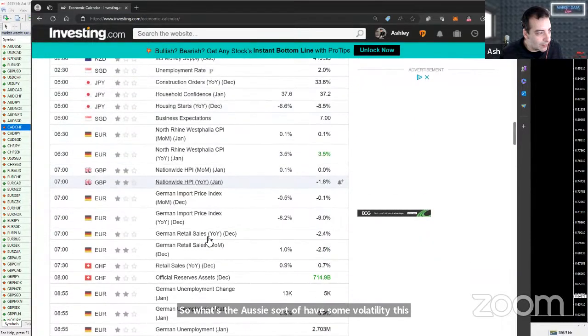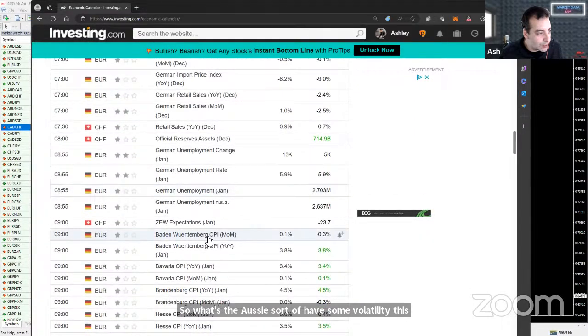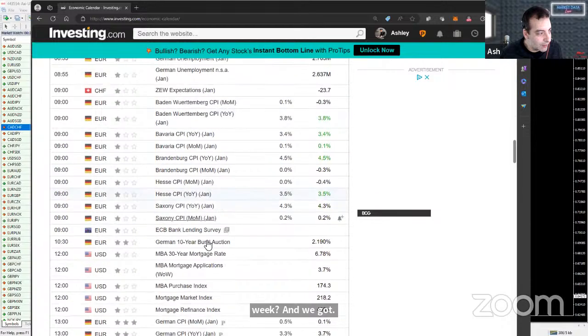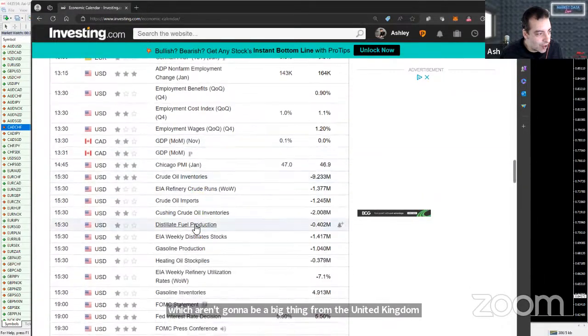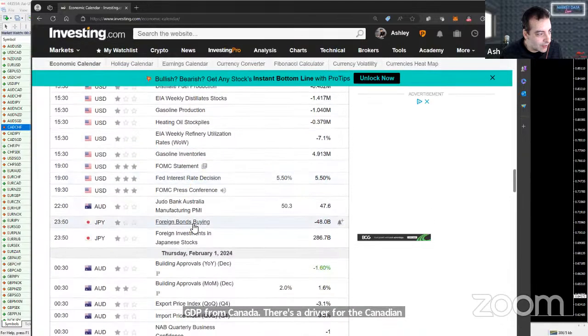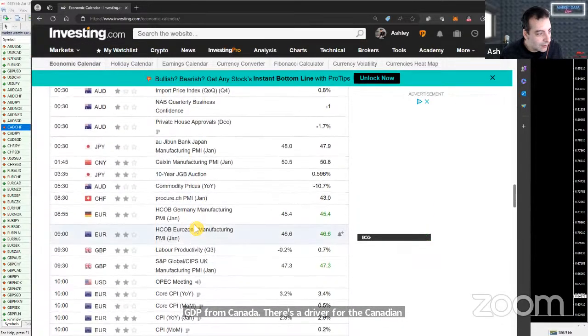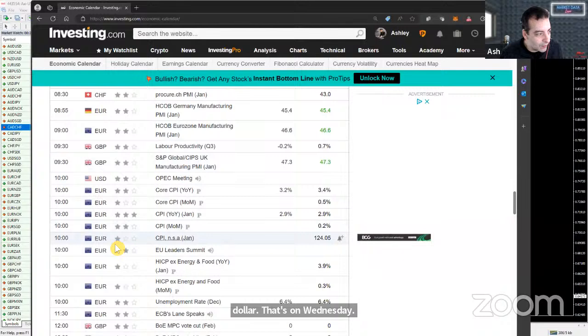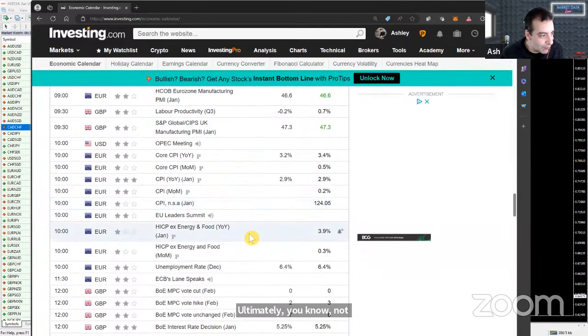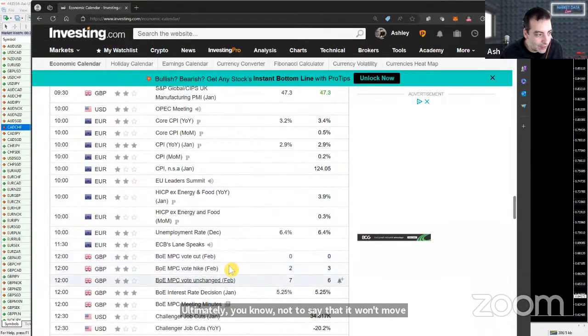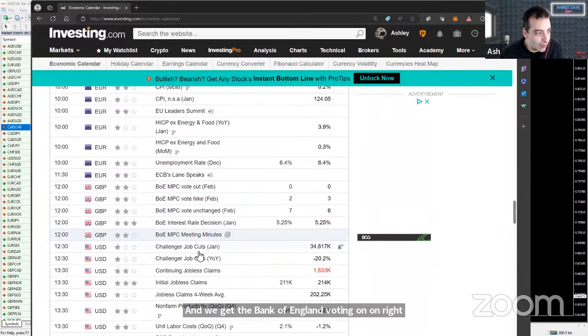And we've got HPIs, which aren't going to be a big thing, from the United Kingdom. GDP from Canada, there's a driver for the Canadian dollar. That's on Wednesday. This is when it starts getting interesting for the euro. Thursday, CPI data. This is going to be the driver. Ultimately, not to say that it won't move around before, but this will be the ultimate driver probably. And we get the Bank of England voting on rate decisions on Thursday as well.